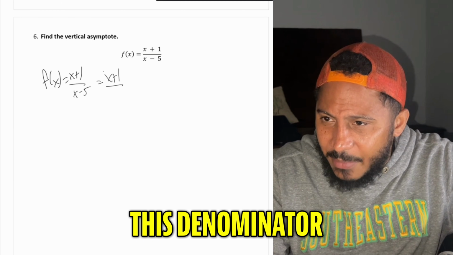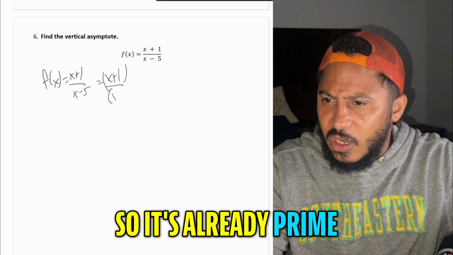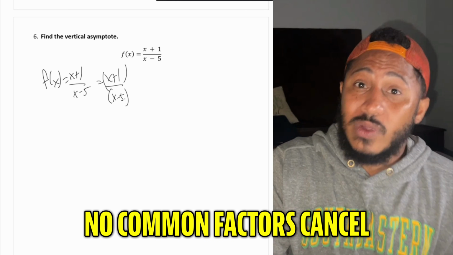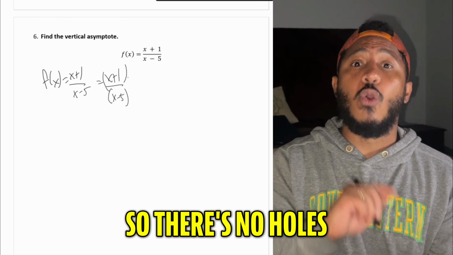How do I factor this denominator? It's also 2 terms, and the GCF is 1. It's not the difference of squares, so it's already prime as well. It's already factored. No common factors cancel, meaning this is how the graph looks. It looks like this. So there are no holes in the graph.